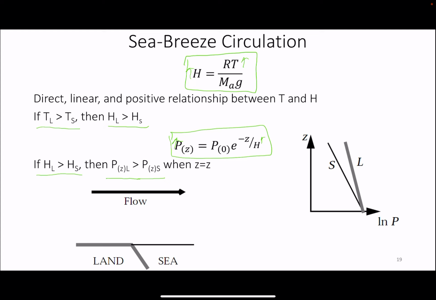So what's happening now is you have higher pressure over the land and lower pressure over the sea. And whenever you have a pressure gradient, you're going to induce flow. So at some elevation, you're now going to generate a wind that is going to go from the land to the sea. And this is all a result of that warming.